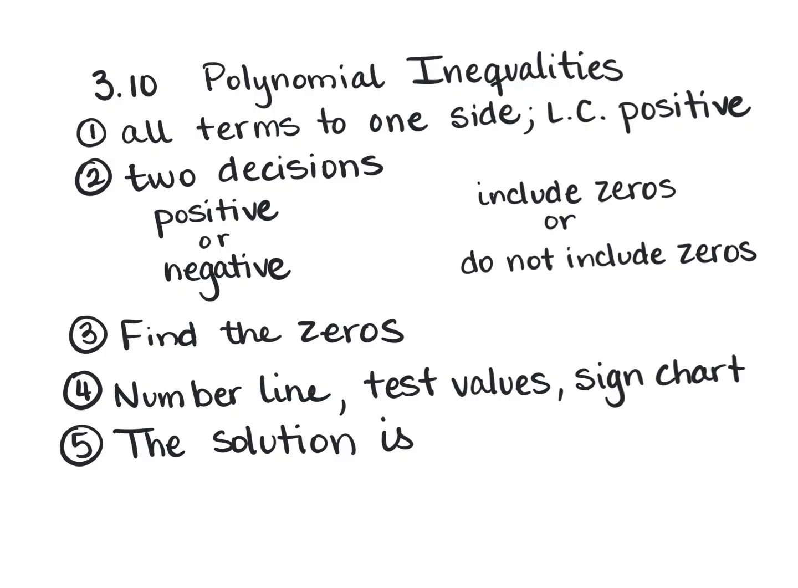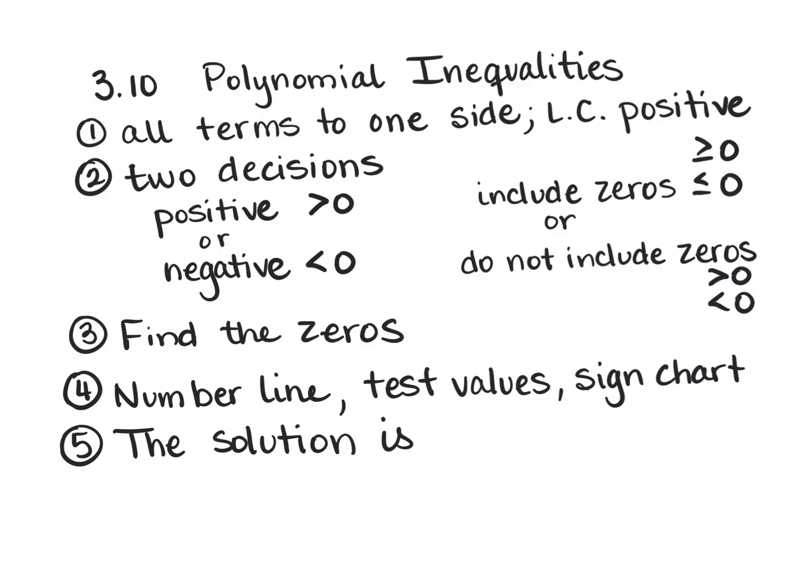So if you have everything to one side and you have greater than 0, that would be positive, and less than 0 would be negative. Now, you include your zeros if it says greater than or equal to 0 or less than or equal to 0, and you don't include your zeros if it is without the symbol underneath the inequality.